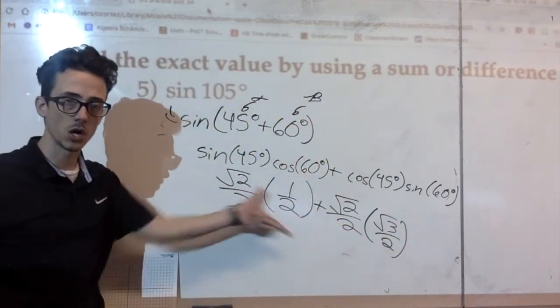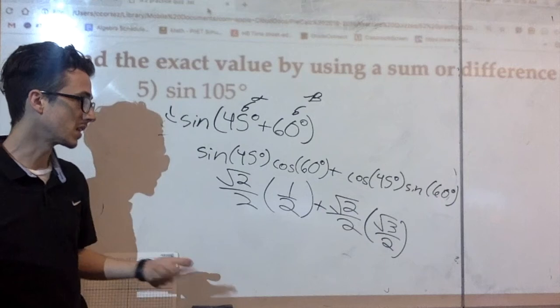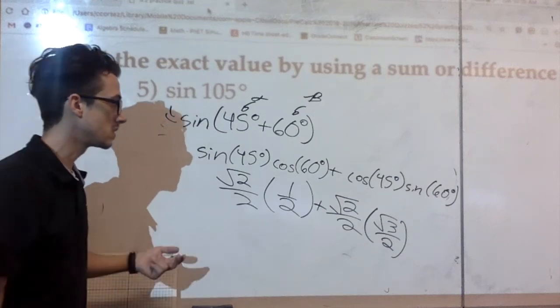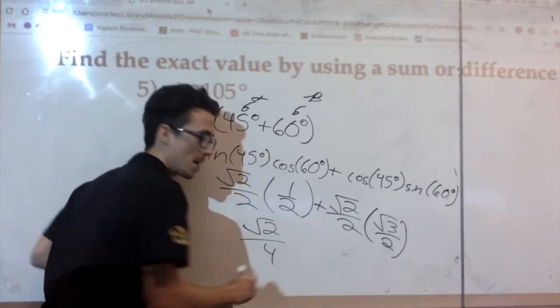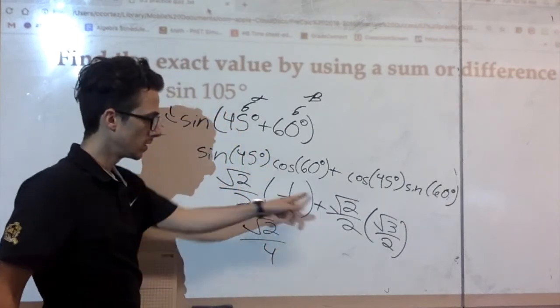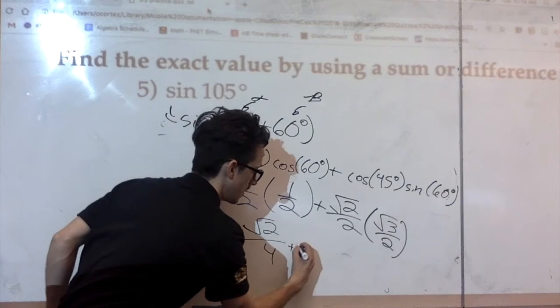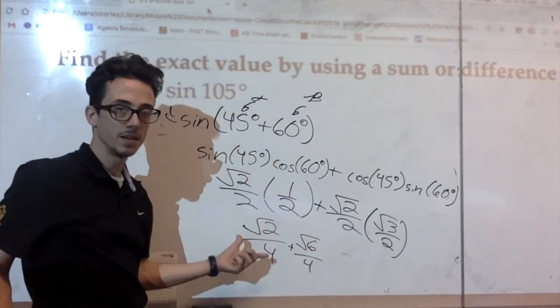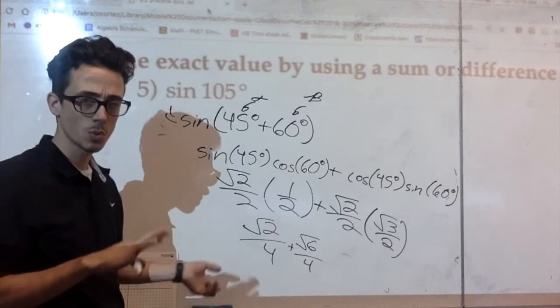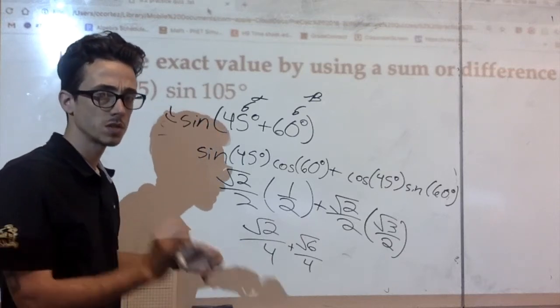If you want to combine this all together into one answer, I think that's a good look. You could say that this is square root of 2 over 4. Remember, multiply across. You're then adding on square root of 6 over 4. You can then combine the numerator, but don't combine it to square root of 8. Just leave it as square root of 2 plus square root of 6 over 4.